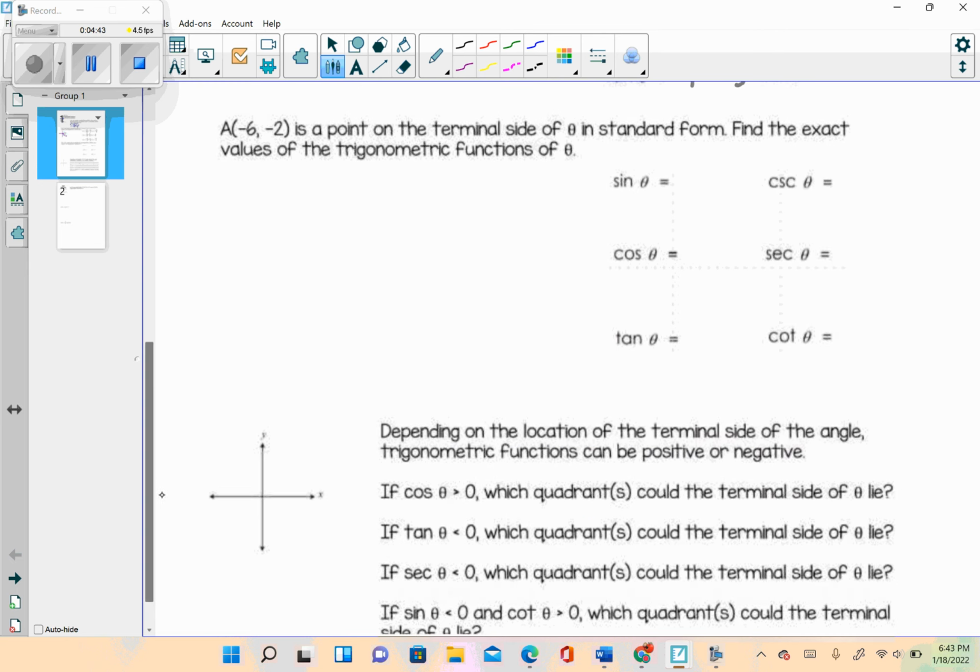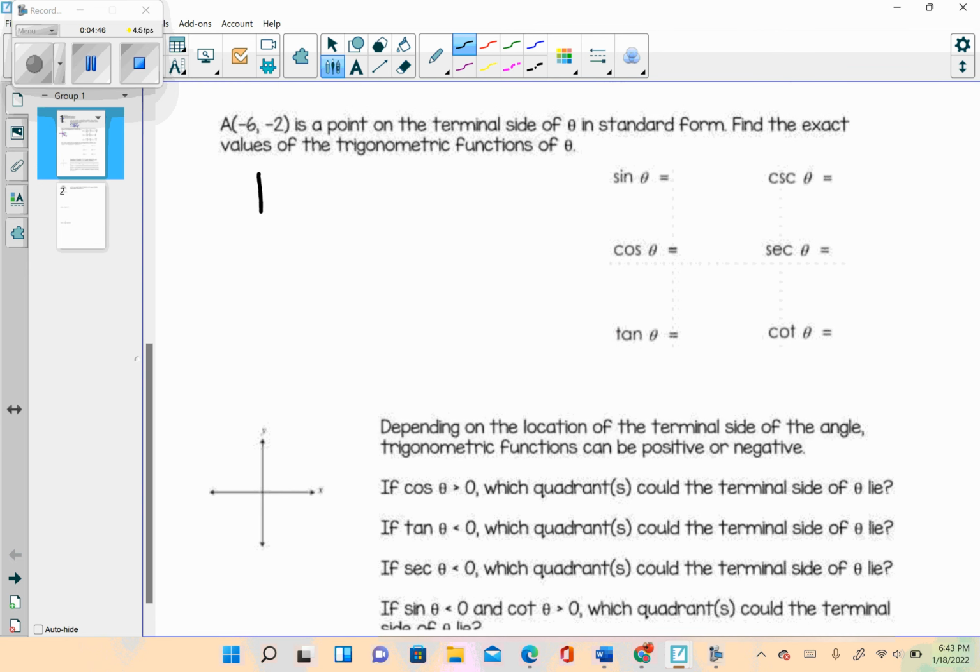Again, we're going to start the next one the exact same way. Draw my coordinate plane. Negative 6, negative 2. Right there. There's my angle. So this is -6. That is -2. Find your radius. So -6 squared plus -2 squared, and then take the square root of that.